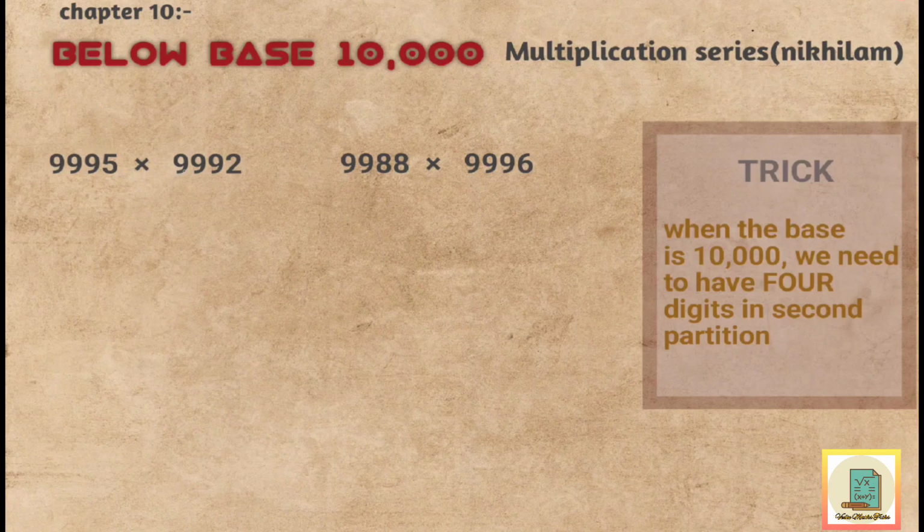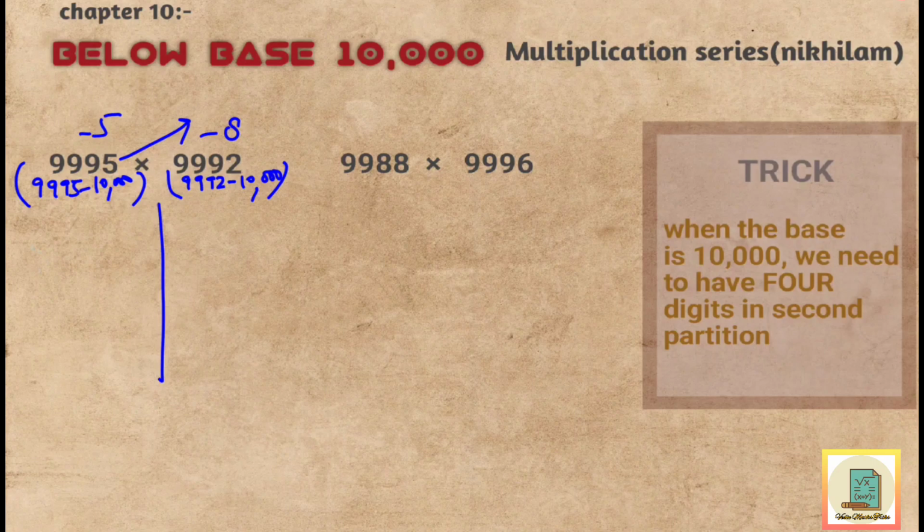9,995 multiplied by 9,992. So let's first find out the deviation. So 9,995 minus 10,000 gives you minus 5 as deviation, and 9,992 minus 10,000 gives you minus 8 as deviation. Now make a partition. In the first partition, first number plus the second deviation. So 9,995 plus the deviation is negative, so minus 8. Now here 9,995, now plus and minus gives you minus, so minus 8.